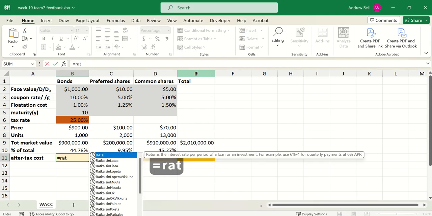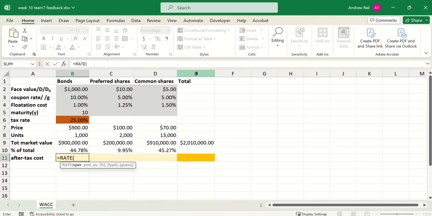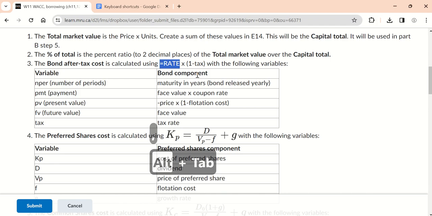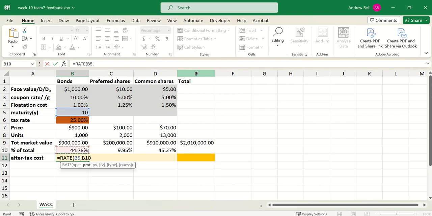So it's equal rate, and then tab to accept that. The first one is number of periods, and I know bonds usually have coupons twice a year, but just to make this assignment a little simpler, we're going to have our bonds be once a year, so the number of periods is the same as the number of years, 10 years, a 10-year bond, comma. Then the payment is the face value times the coupon rate. So face value is up here at the top, multiplied by the coupon rate below it.